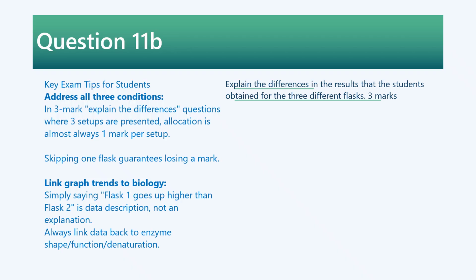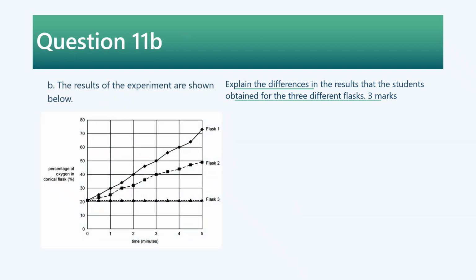Marking scheme and structural breakdown. To earn all 3 marks, students must address the results for each of the 3 flasks by connecting the visual trend on the graph to the underlying biological mechanism, enzyme activity and denaturation.